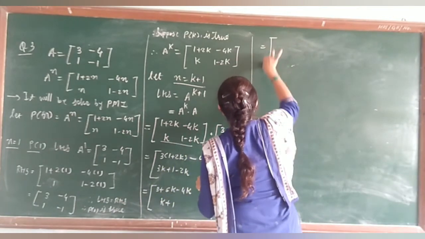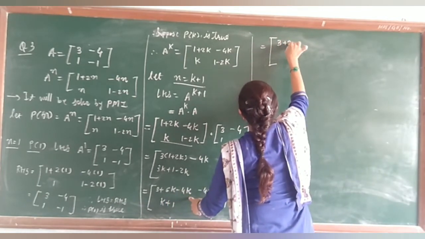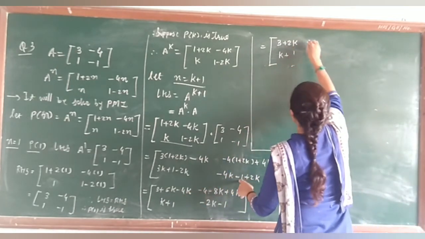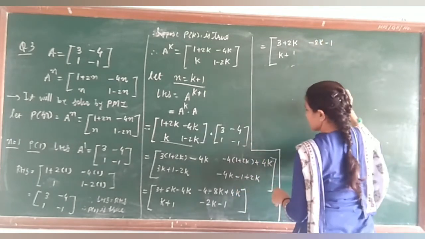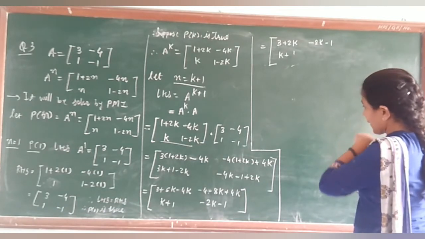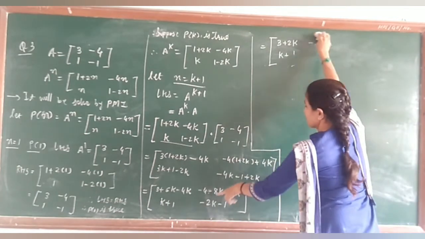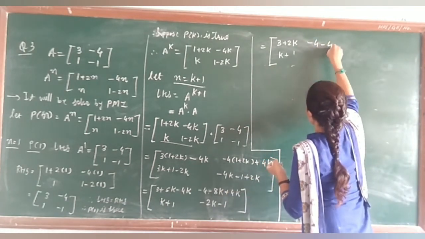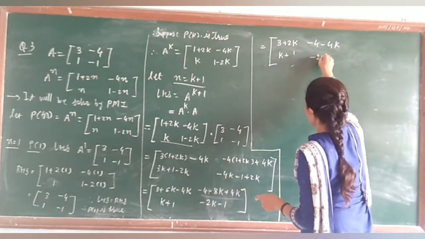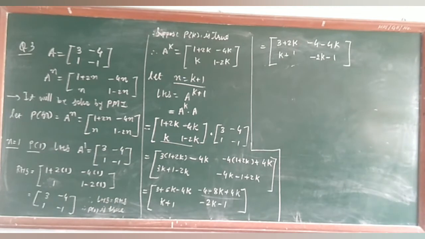So let us write it back in proper form here. So 3 plus 6 minus 4k, so 3 plus 2k. Then k plus 1. Here what will be there? -2k minus 1. Sorry, what is it? No, wrong thing. -4 minus 4k. Okay, here it is. -4 minus 4k and this is -2k minus 1. Now students, this is our multiplication.